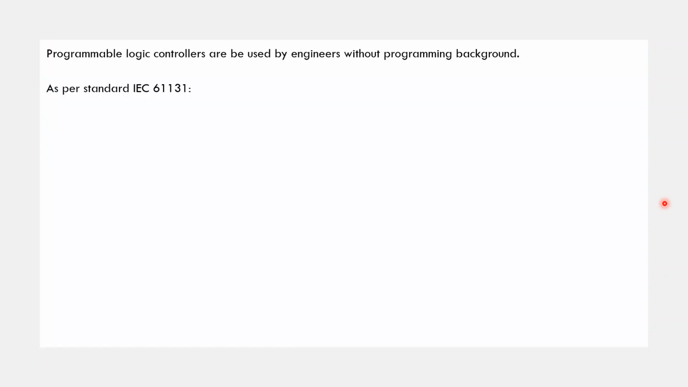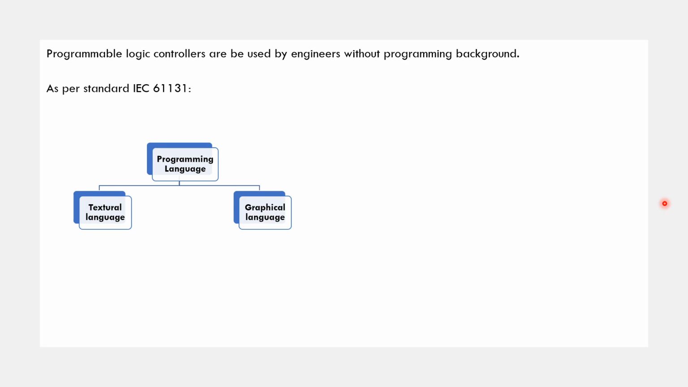Next, let us summarize the different programming languages used as per IEC 61131 Part 3 for programming of the PLC. Programmable logic controllers are used by engineers without a programming background. So the best practice of the IEC 61131 standard is to provide the easiest way to program the PLC. As per the standard, the programming languages are divided into two categories. The first is textual languages and the second is graphical languages.